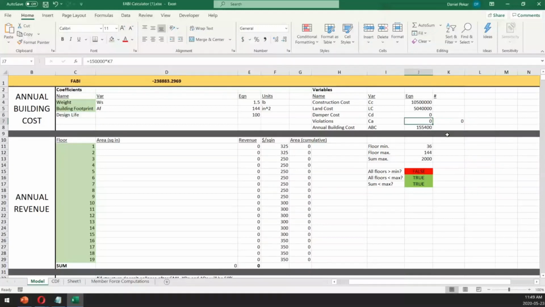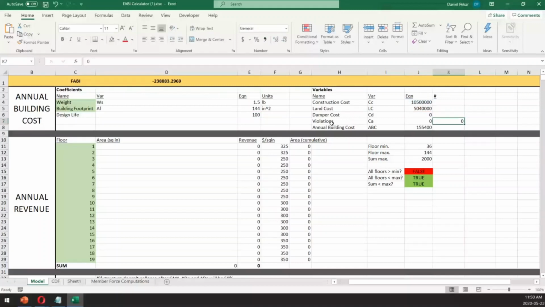Violation. So as I said, you'll see this goes up by 1,500 every single time I add a violation with a flat cost. And then your annual building cost is just these 4 scores added up and divided by your design life. So divided by 100. So that's how your building cost works.